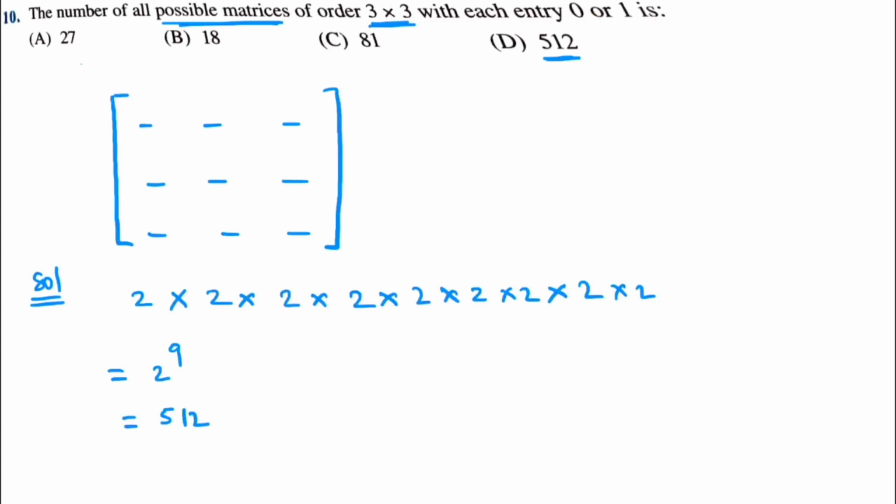For an example, I can write 1 here and 0 in all the other places. You can observe here the entries of the matrices are either 0 or 1. I got 1. Like that, how many matrices you can get? You can get 512 matrices. I hope you understand this class.